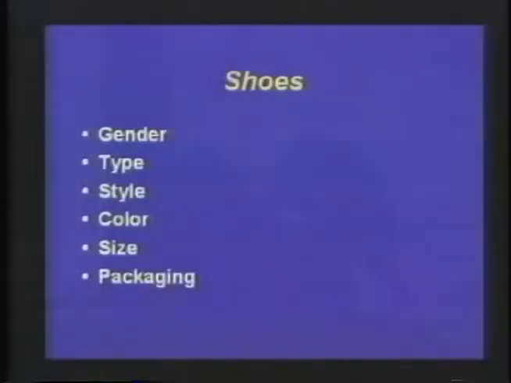Here's an interesting category, shoes. And again, we want you to look at, as an example, these 6 different characteristics. What is the highest order to the lowest order? So in this case, you're going to go from 1 to 6. You should have a lot of fun with this one. I wonder what gender means.